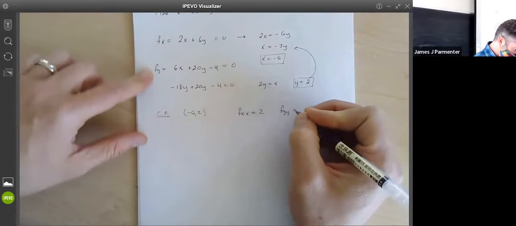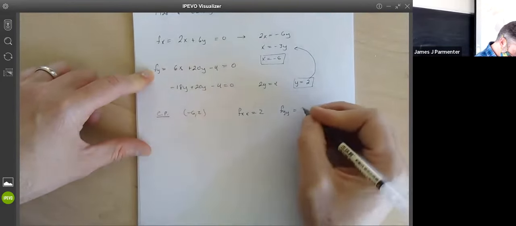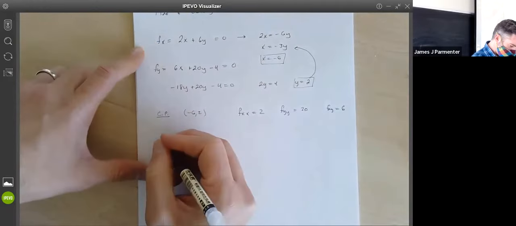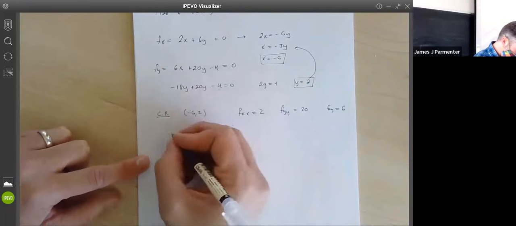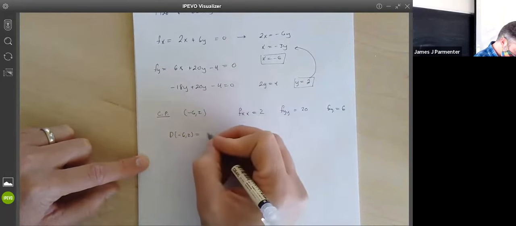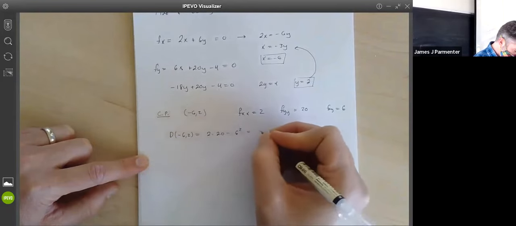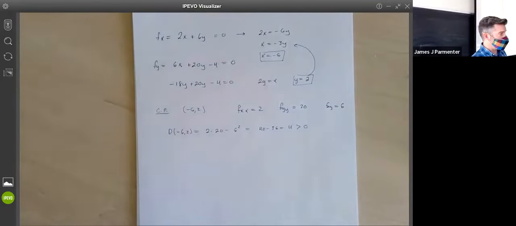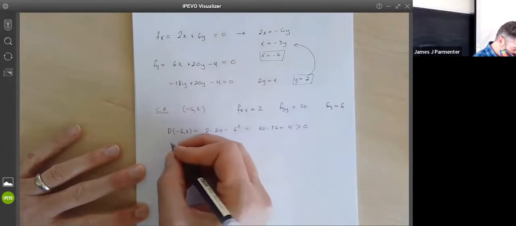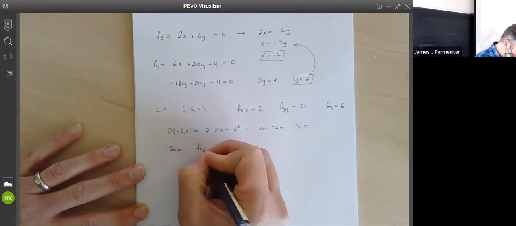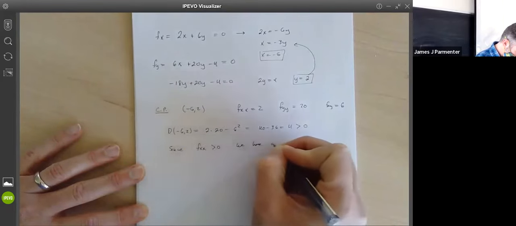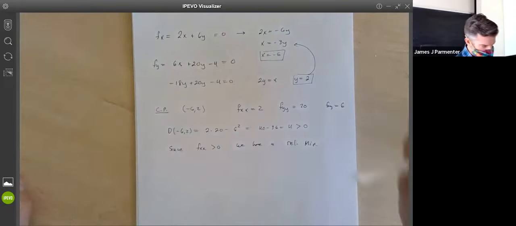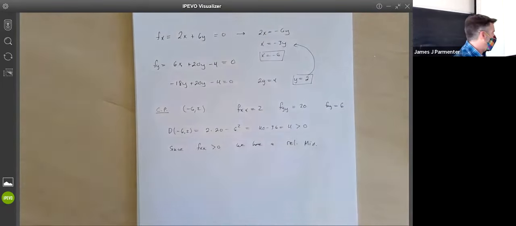fyy is equal to, let's see, what is fyy? 20. And fxy is 6. So there's not actually a place to plug this in. My D at this point is just 2 times 20 minus 6 squared, which is 4, which is positive. When D is positive, we have a max or a min, but since our second partials are both positive, we have to have a relative minimum. It always feels weird, like you're plugging this in, but there's nowhere to plug it in. Sometimes that happens.